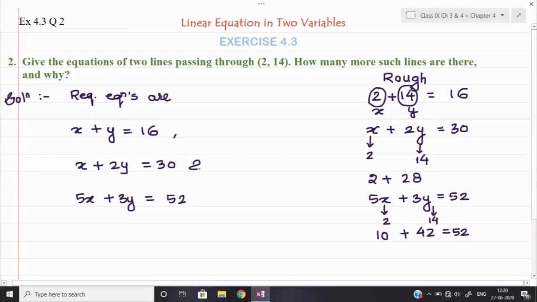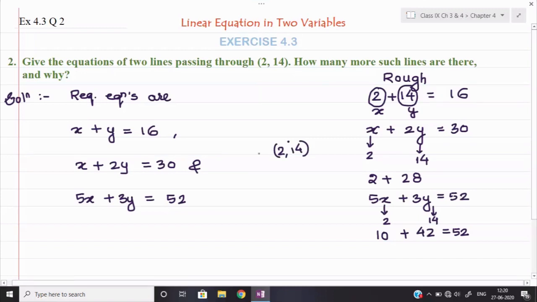We have given three equations up till now. Now you can make any algebraic expression, put the values of x and y in that and find out the value of the RHS. You will get the equation and you can say that yes, this equation is also passing through 2 comma 14. See it algebraically. There is one point in the plane which will be 2 comma 14. It will show, because many points we have shown.